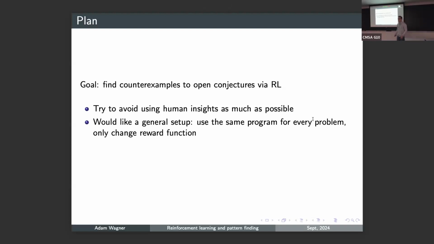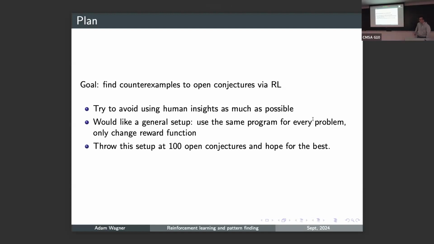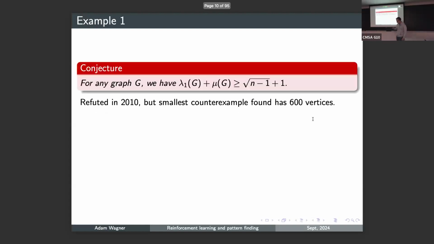So what we're going to be after is one generic, simple baseline learning algorithm that we can then throw at 100 open problems and just see what happens. So this is going to be the first experiment we're going to look at. And as I said, it's going to be a very practical talk. So let's look at what it actually looks like if you try to do this in practice.